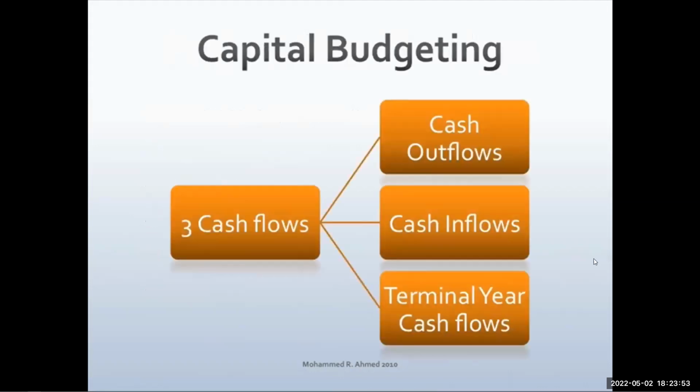Profitability of the project is determined by analyzing 3 cash flows of the project. 1. Cash outflows, the money invested in the project. 2. Cash inflows, money generated from the investment. 3. Terminal year cash flows, money received from the sale of the used assets at the end of the project.